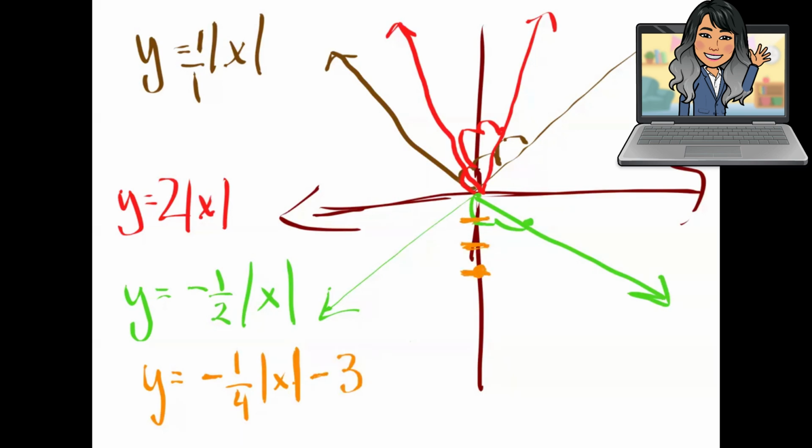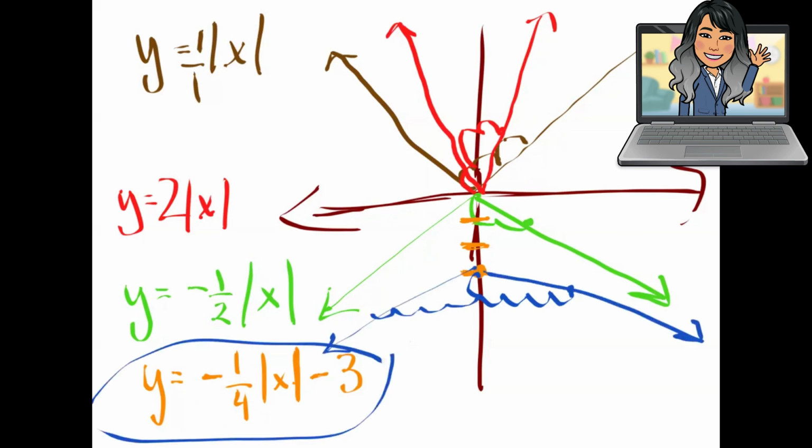I'm gonna put a dot, and then I have to do -1, down 1, right 4, 1, 2, 3, 4. So it's gonna look like that, and because it's negative... Oops, it's not really even. Down 1, right 4, 1, 2, 3, 4. It's gonna look like that for this one. Does that make sense? Kind of.